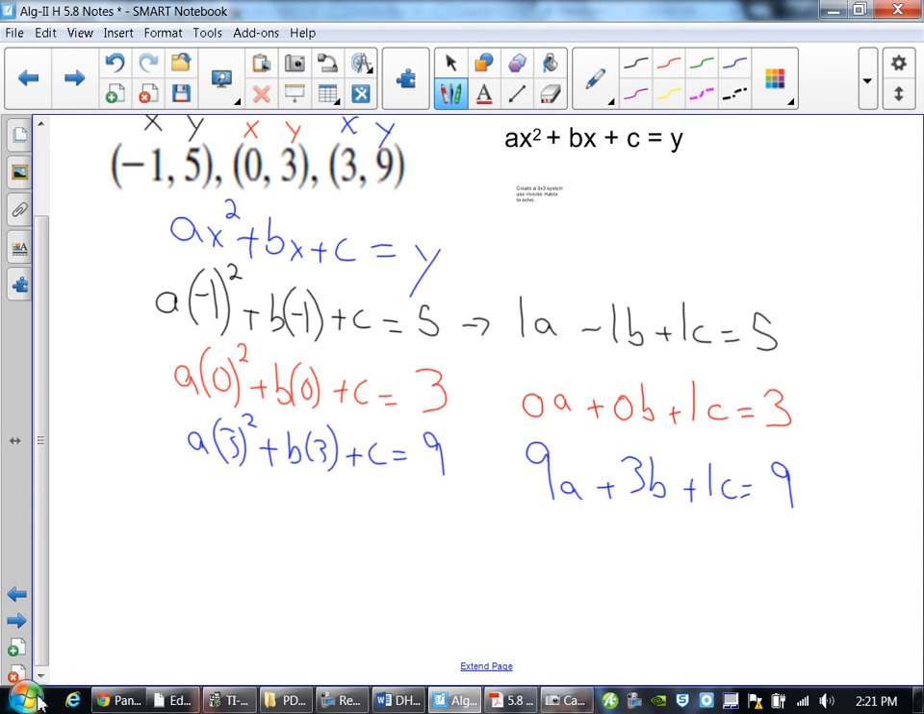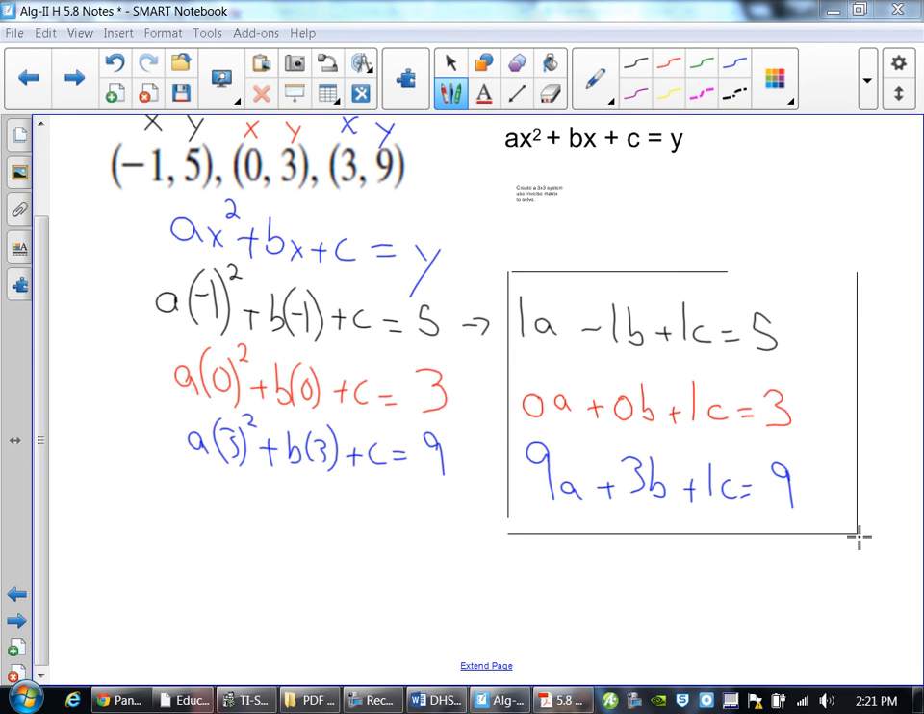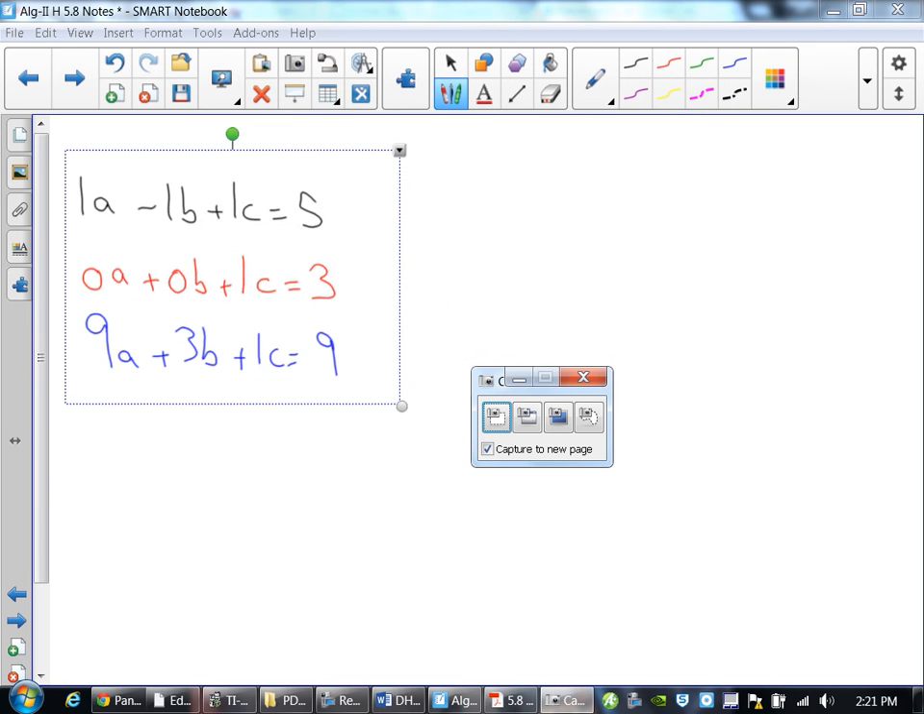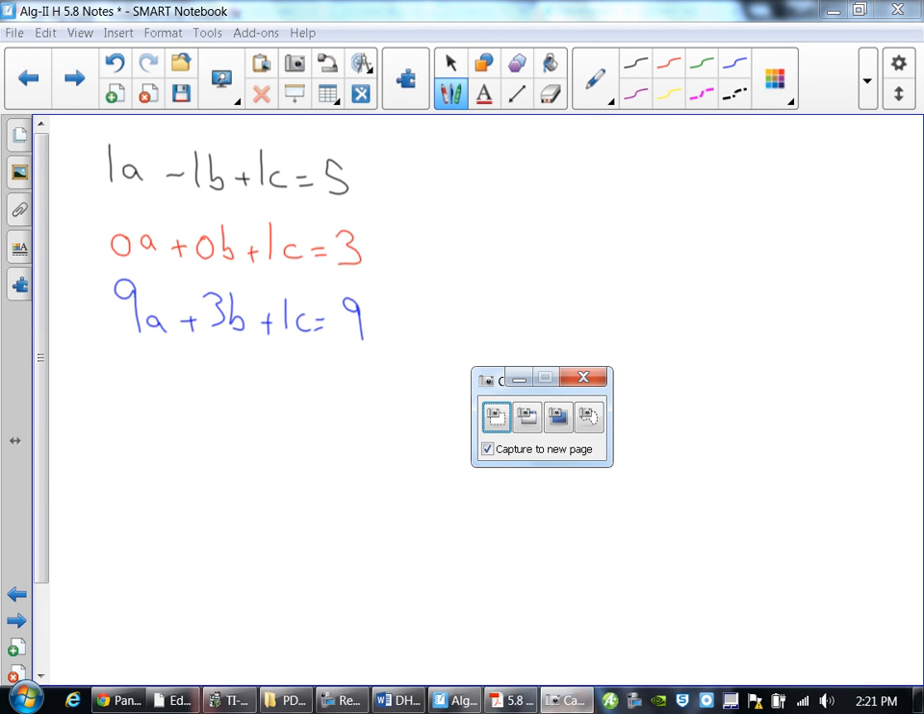Yes. Okay. So what we're going to do is take this stuff here and rewrite it as a matrix. A matrix is a way of organizing data by using their coefficients. It is the easiest, fastest way to solve systems of equations.